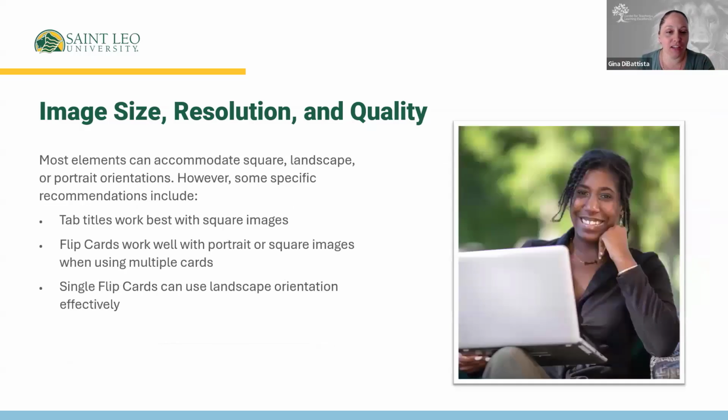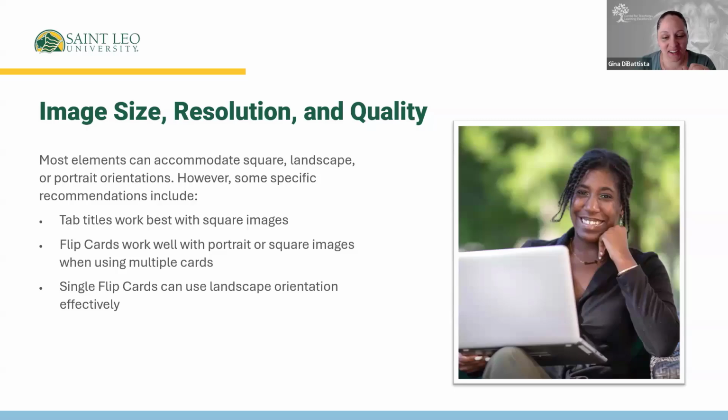A continuation of it is that most of the elements can accommodate either a square, a landscape, or a portrait orientation. But there are recommendations that Creator Plus has. Tab tiles work best with square images. Flip cards are great for portrait and square images, especially when you're using multiple cards. A single flip card can use landscape, which is more intended for that.